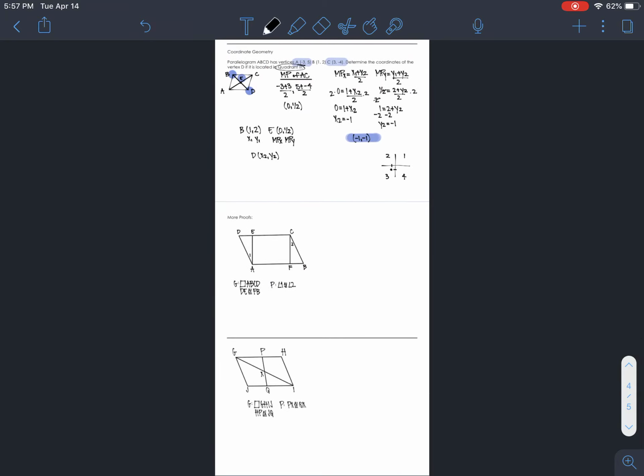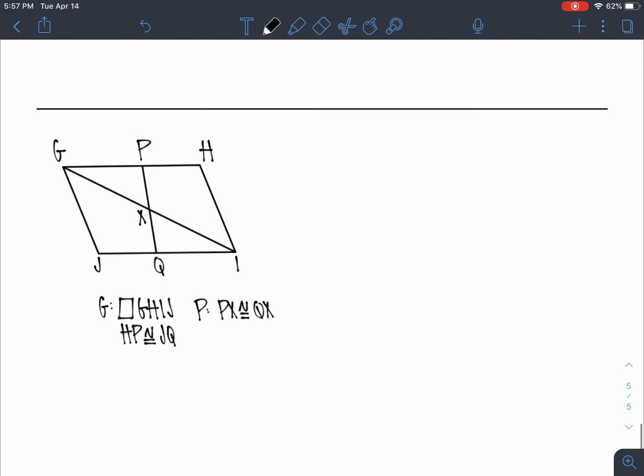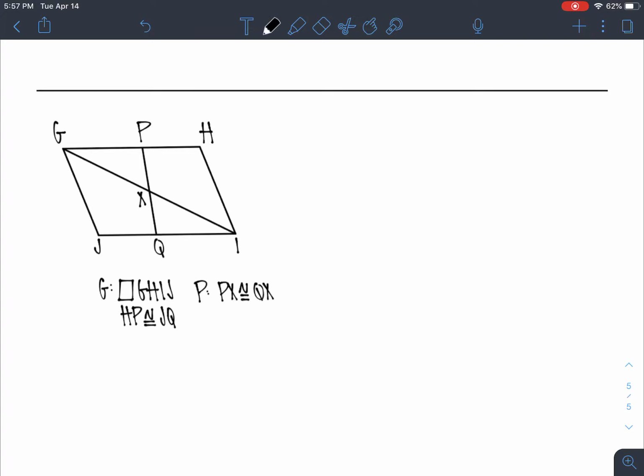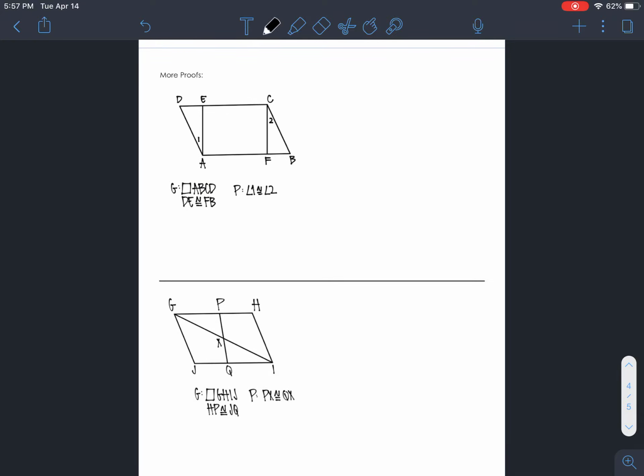I do want to try this next one. Okay, it's a little bit harder. All right, but this last one is just a really good proof. It's kind of tough. So if you guys want to try that one on your own, you absolutely can. But I'm going to try this one right here and go through it.